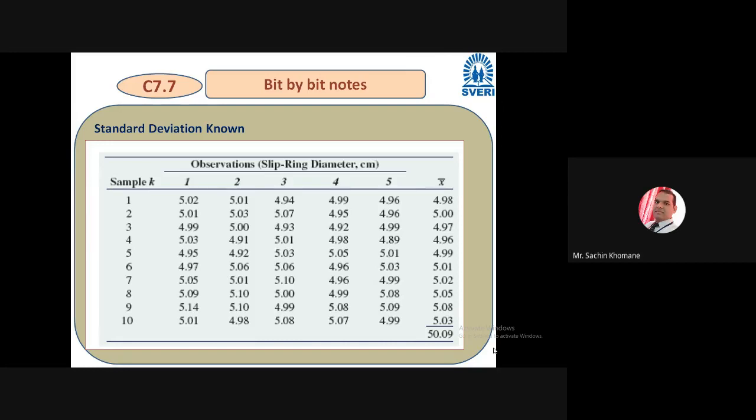Okay. Very simple way. Just a few numbers, 5, 10, like that. No complicated formulas. So I hope you have written this example, and you have calculated the X bar, that is the arithmetic mean. And all values are correct.